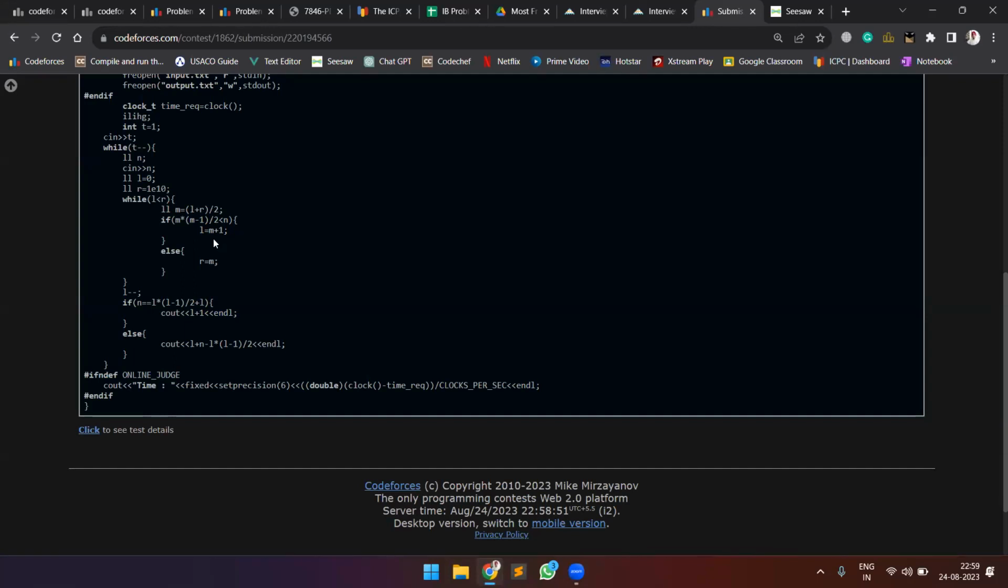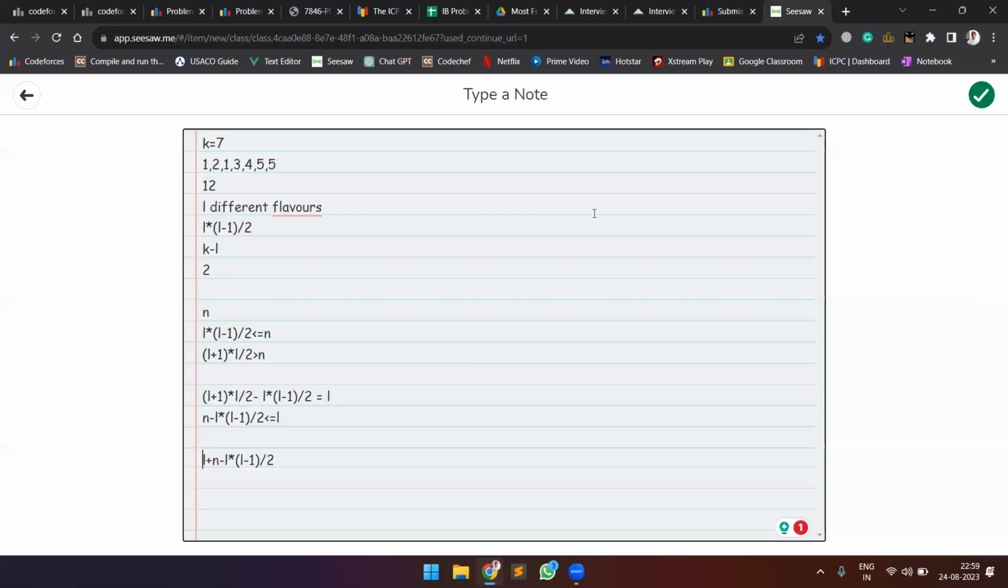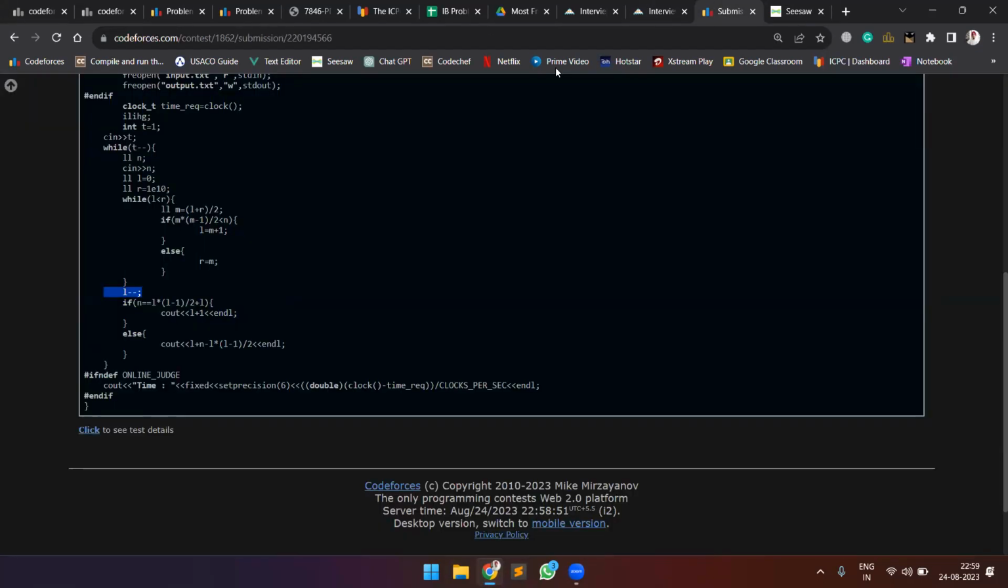I have found the numbers which is greater than equal to n, the least L which is greater than equal to n. So I found that L, and I just put some condition. It can be done in a simpler way, where we find the highest L which is less than equal to n, and we simply write L plus the formula I wrote here. So yeah, this is the approach to this problem.